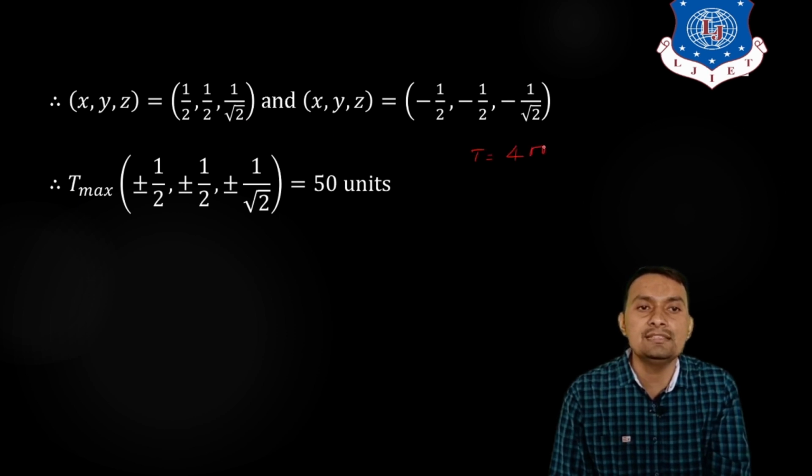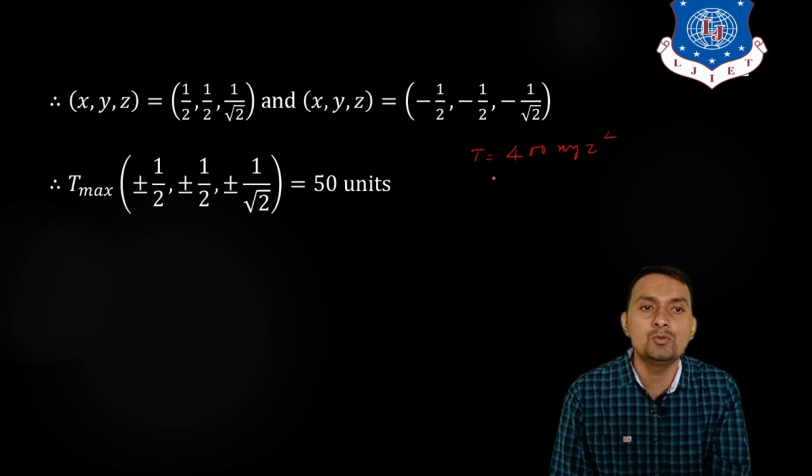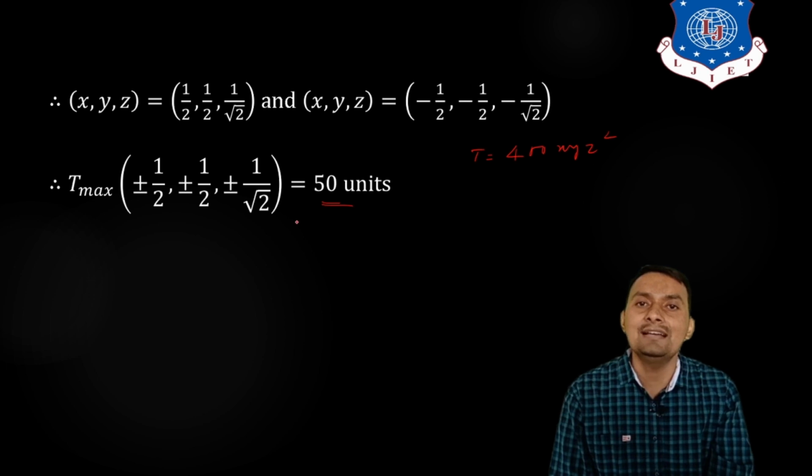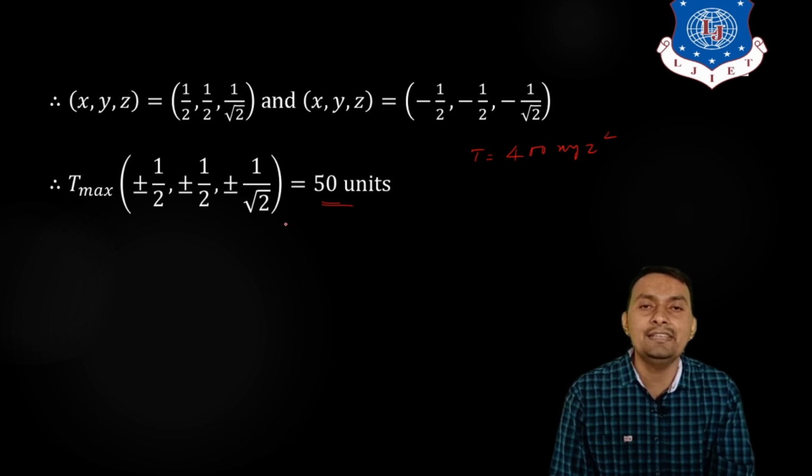This is the given function x, y, z squared. When I put x equal to 1 by 2, y equal to 1 by 2, and z equal to 1 divided by under root 2, and whether I put plus or minus, I will always get 50 units. So the maximum temperature will be 50, or the same question can be asked as pressure. So the highest pressure can also be determined using the same argument.